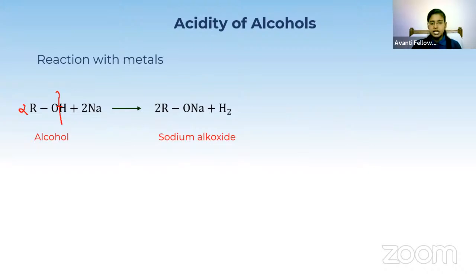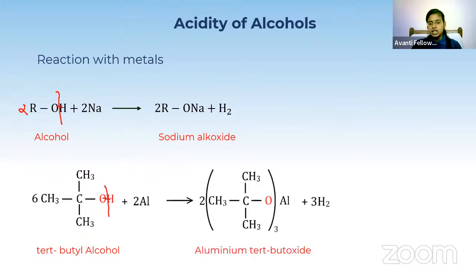So for example, if I take a tertiary butyl alcohol and treat it with aluminium metal, the OH bond will get cleaved and it will lead to this type of product, aluminium tertiary butoxide, with the 3 moles of hydrogen coming out. Okay. So if hydrogen is coming out, if a compound is losing the H plus, then that compound is an acid, right? Clear?